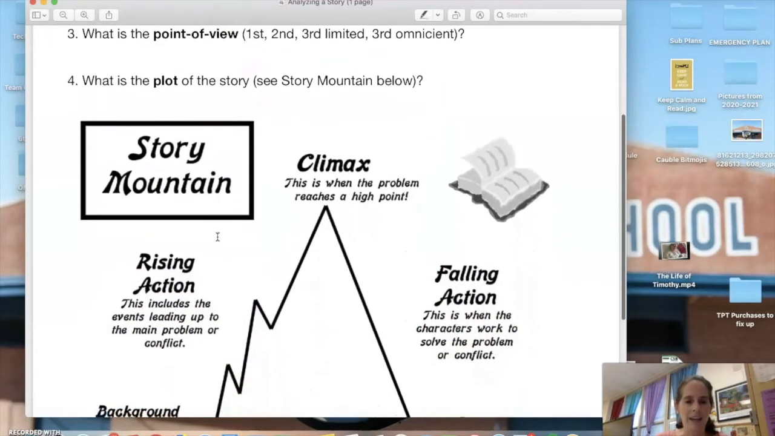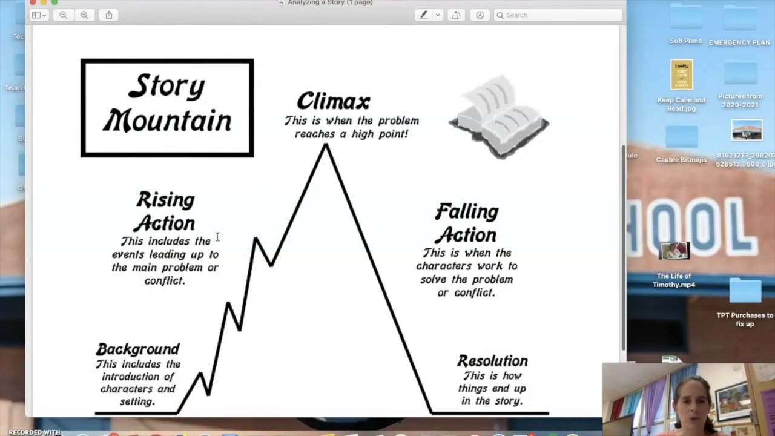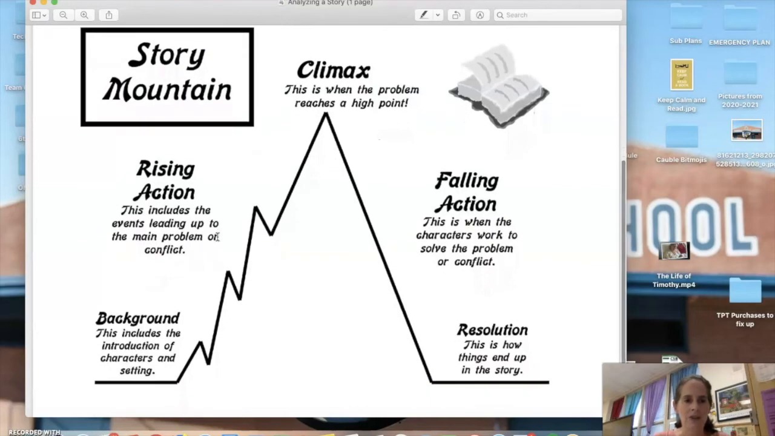Then the plot is our story mountain. So you've got to think about the plot of the story and how the story fits on this pattern, on this mountain. The beginning of the story always has background information. That's where you're introduced to the characters, the setting, possibly the conflict that's getting ready to be developed. The rising action is when your conflict is being developed, the events along the way that build up that conflict.